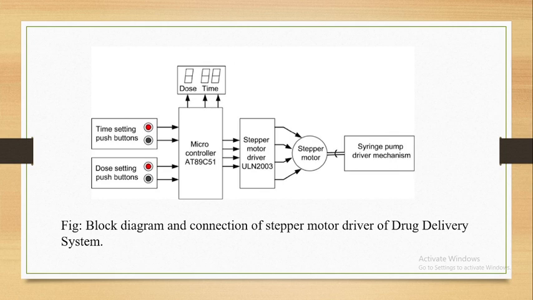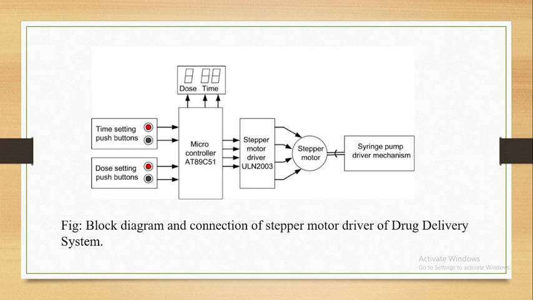This is another block diagram. Here, for understanding purposes, you can see the time setting push button and the dose setting push button, where you can set the timing, in which interval of time the medication should be repeated, and the dose settings, the amount of dose which needs to be given to the patient in the interval. It will be set here.